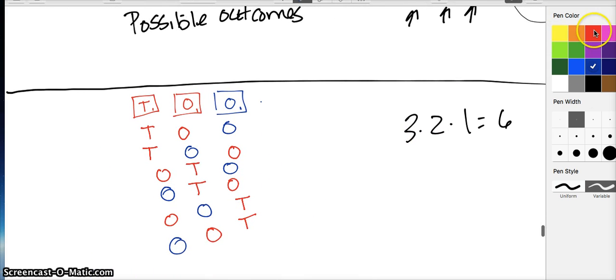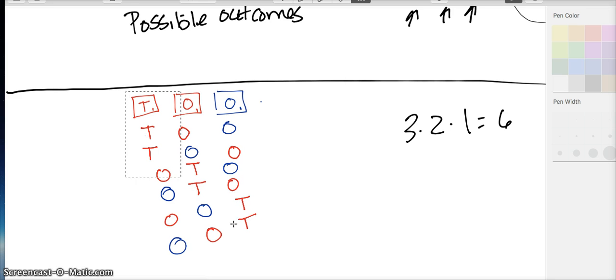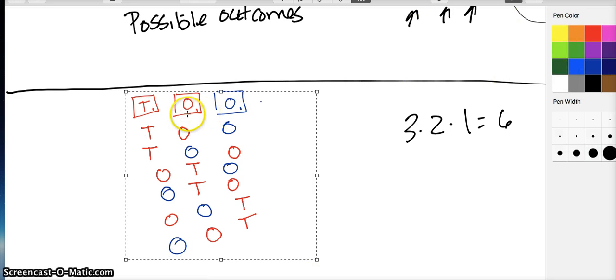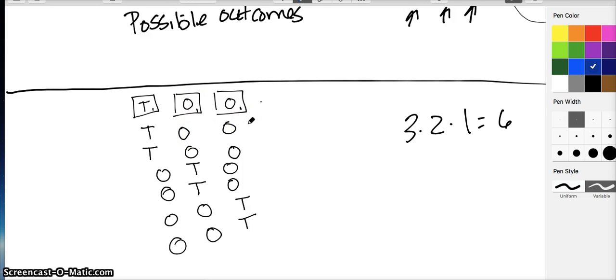However, these possibilities aren't distinct, because if we were playing Scrabble, or if we were doing something where these O's were identical, everything was in the same color, then I would be repeating certain things, right? In fact, this would be a repeat, this would be a repeat, and this would be a repeat, or an indistinguishable outcome.